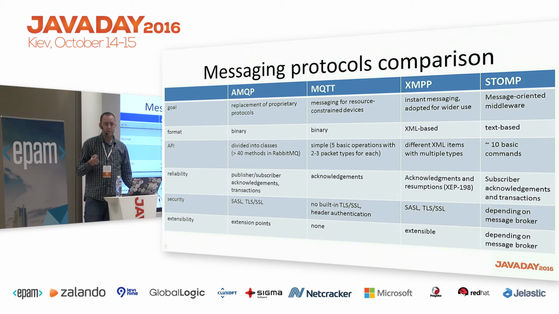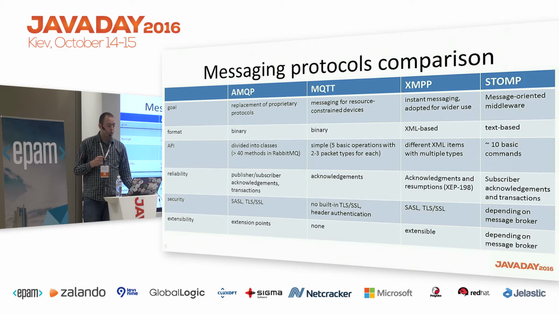In terms of reliability, AMQP and XMPP provide a fairly good amount of reliability in terms of acknowledgements. And both AMQP and STOMP provide the so-called messaging transactions. However, for the AMQP protocol, it's not really recommended to use transactions because they are quite slow. So you better go with the acknowledgements.